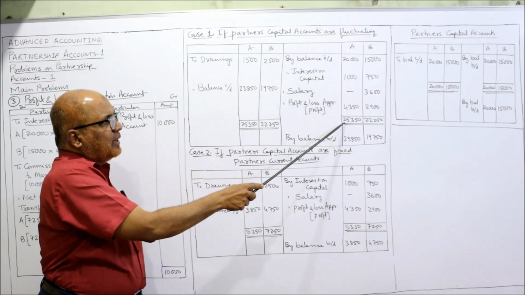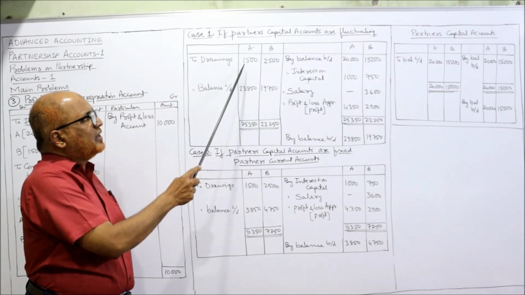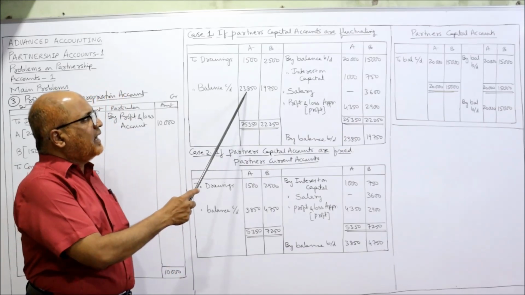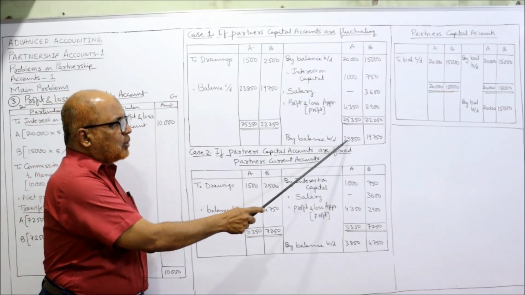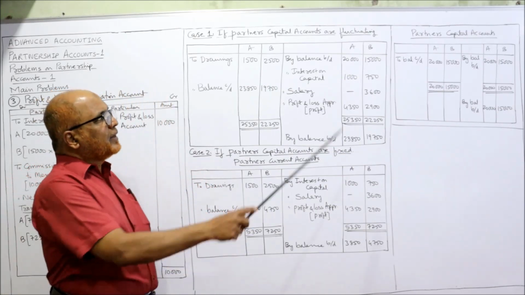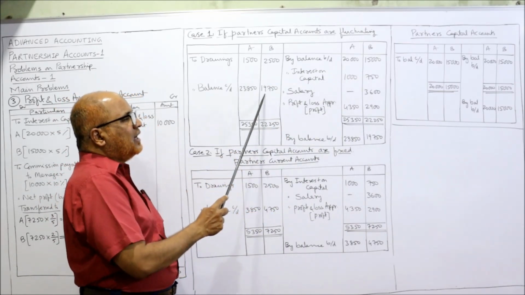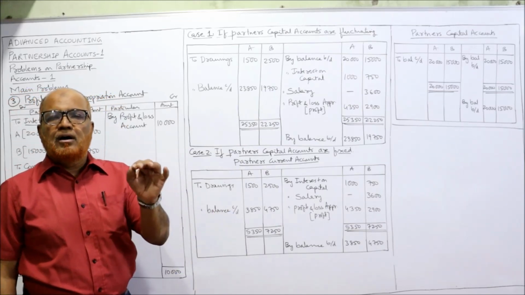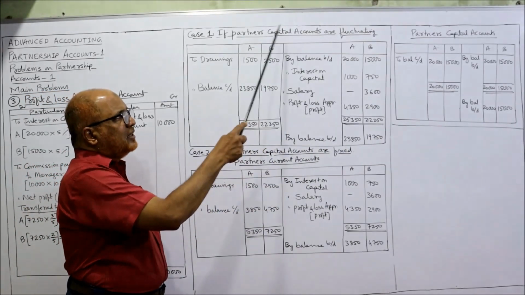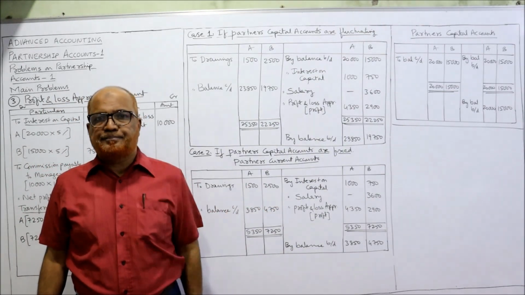Now simply find the balancing figure, balance carried down. Credit side, if you take the total, 25,350. Same total 25,350. 25,350 minus 1,500, you will get 23,850, the closing capital of A. So balance carried down 23,850, balance brought down 23,850. We have calculated the closing balance of partner A. Now partner B, take the total on the credit side, 22,250. From 22,250 minus 2,500, 19,750 is the closing capital of B. Now carried down, here brought down. That's all. This is the partners' capital account if the partners' capitals are fluctuating.